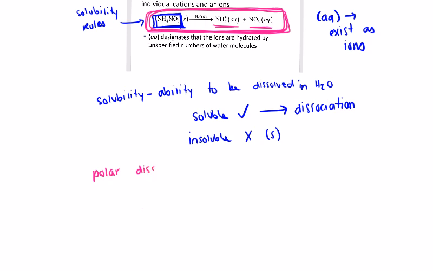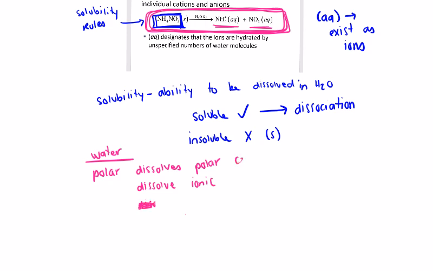Polar dissolves polar. Water is polar, and it's also going to be able to dissolve ionic compounds, because ionic compounds have an unequal charge distribution like water does. So it's going to be able to get picked apart. Polar can dissolve polar molecules. Water can also dissolve ionic molecules.